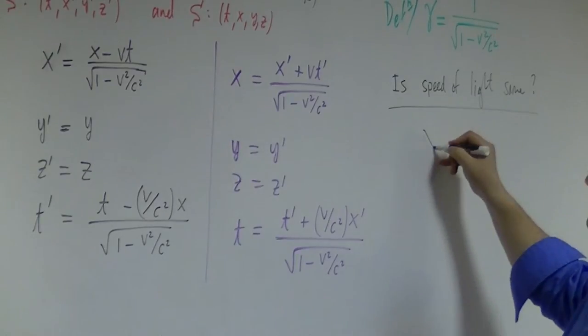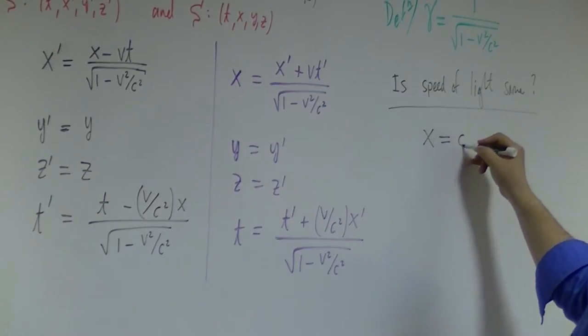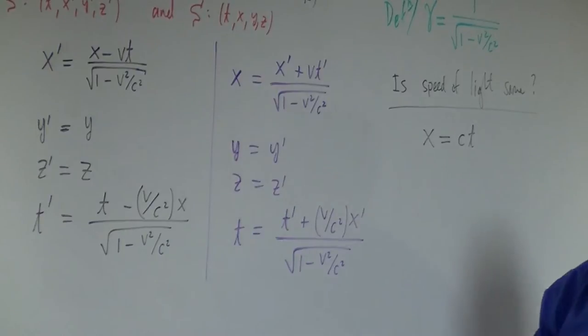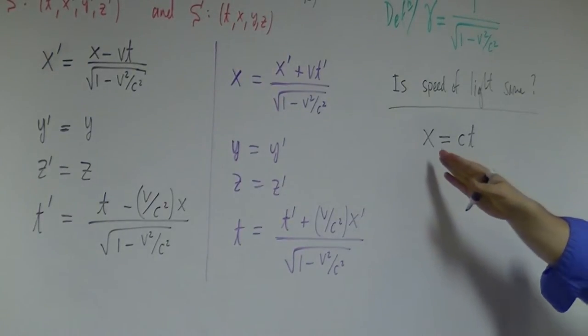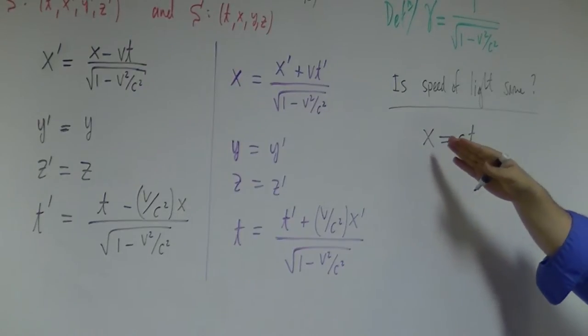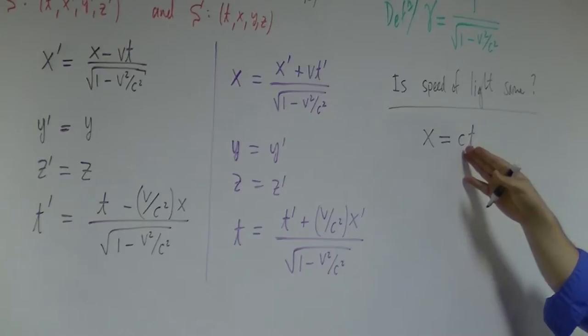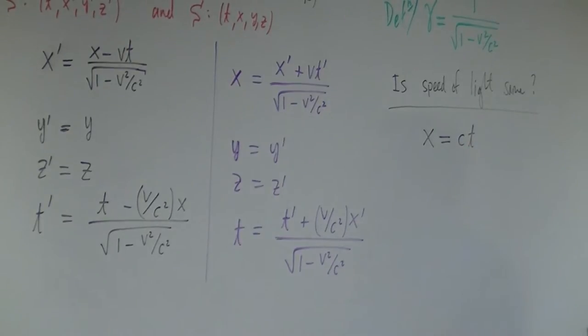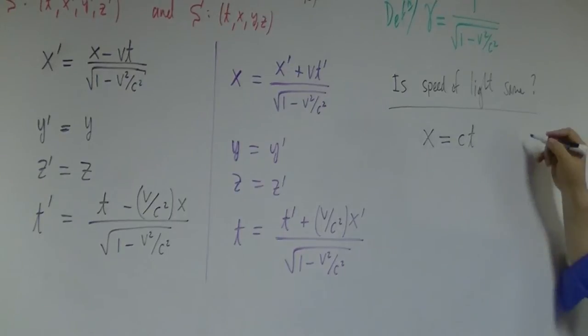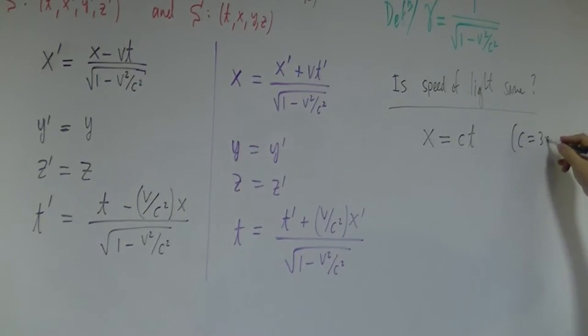So let's see here. I would say x is equal to c times t. That is the equation that says I have x, the coordinate of the light. And if you go time t, it's gone ct distance. Right? It says you have light speed, where c is the speed of light. If you like, c is about 3 times 10 to the 8 meters per second. All right? It's 2.985, whatever, 3.